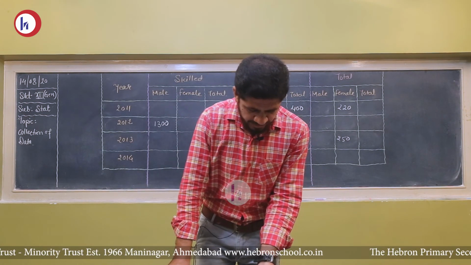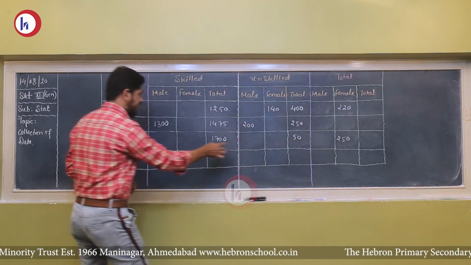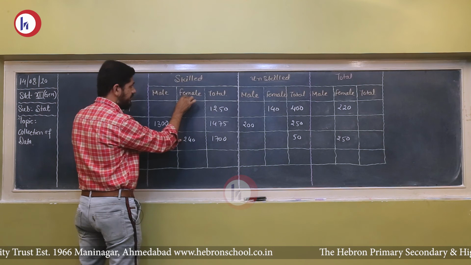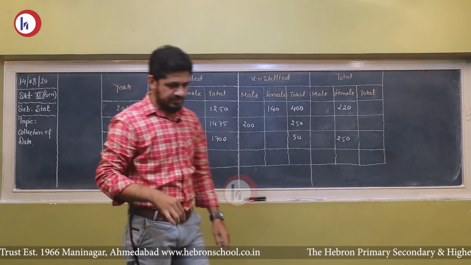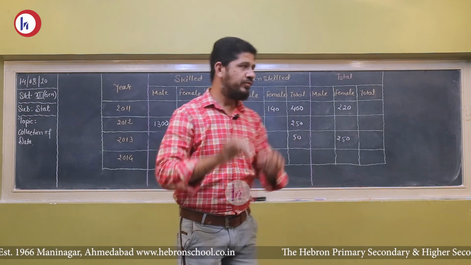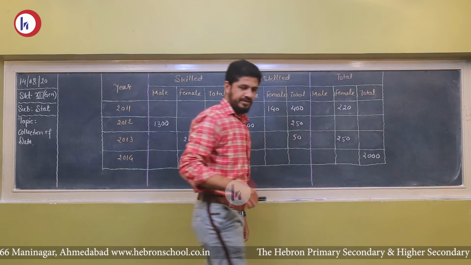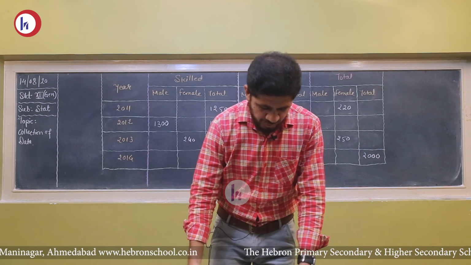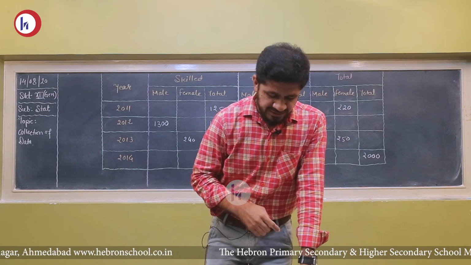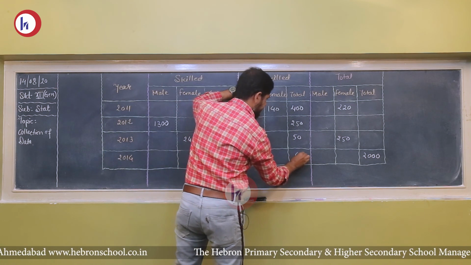Of them 240 were skilled. Among them 240 females are skilled. Finally, in 2014, there were 2000 workers. So total number of workers is 2000 in 2014. And of them, 2% were unskilled. So 2% of 2000 is 40. And they are unskilled. So unskilled total, that is 40.